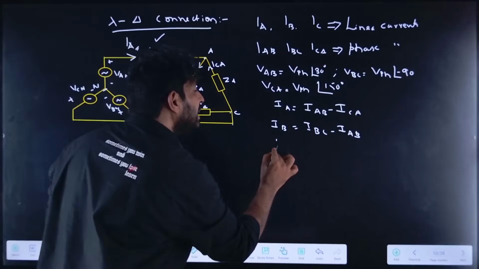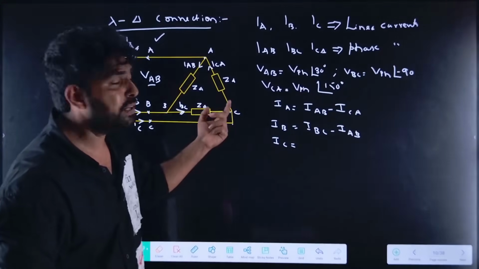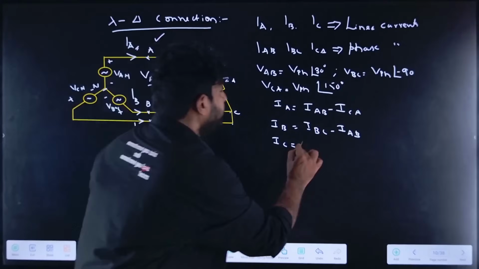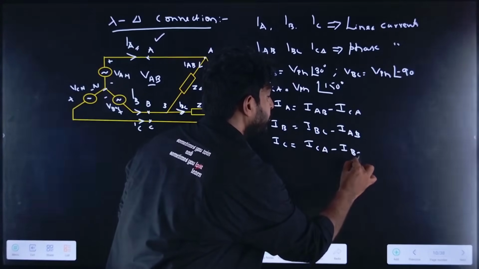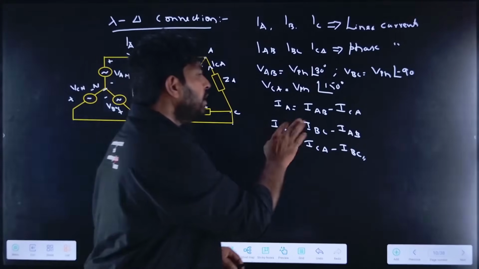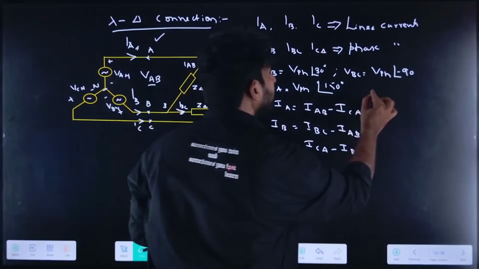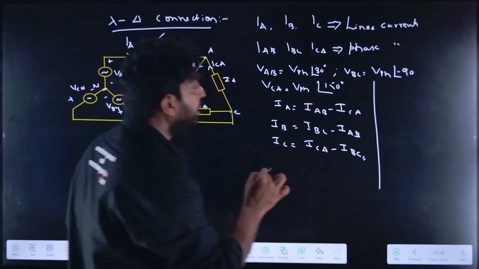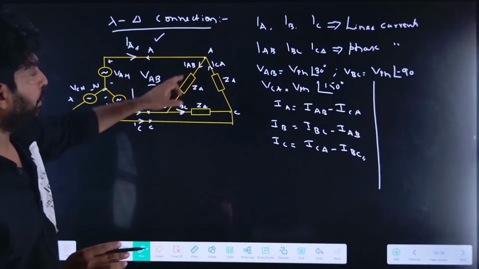So similarly, how can we determine IC? IC equal to ICA minus IBC. So this is how we will determine the line current and phase current. So how can we find IAB, IBC and ICA? Let us see.